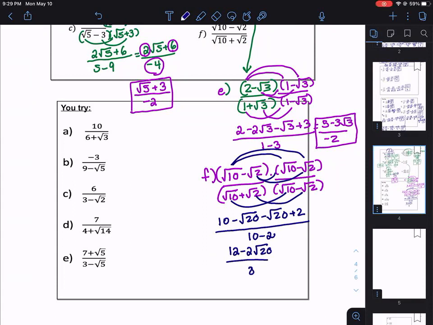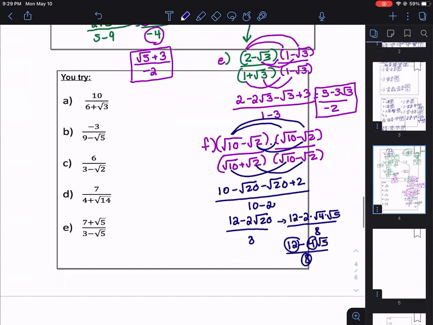Now I can simplify radical 20. So radical 20 has a largest square of radical 4. I'm going to get 12 minus 2 times 2, which is 4 radical 5 over 8. 12, 4, and 8 have 4 in common. 3 minus radical 5 over 2. So there's a lot of simplifying in letter F.